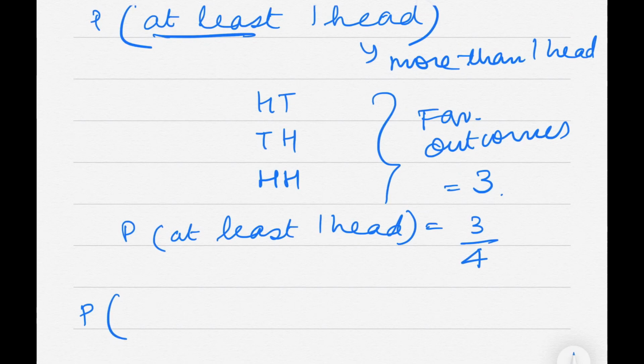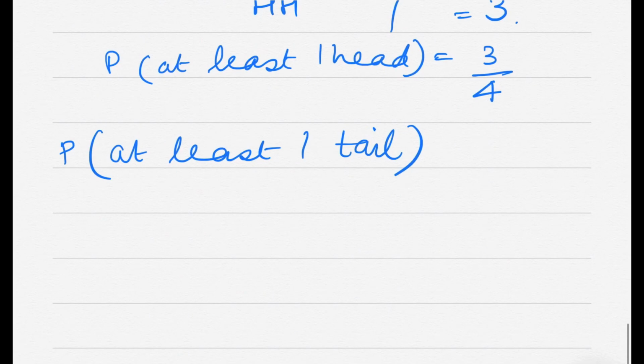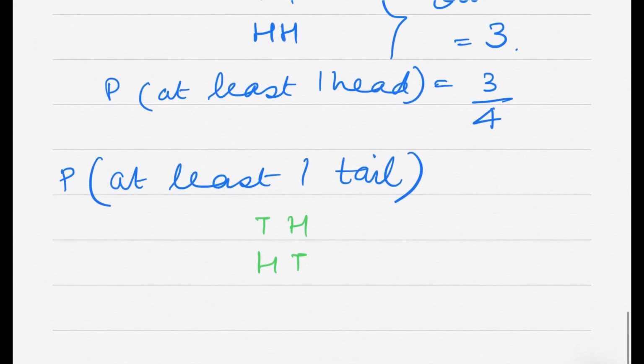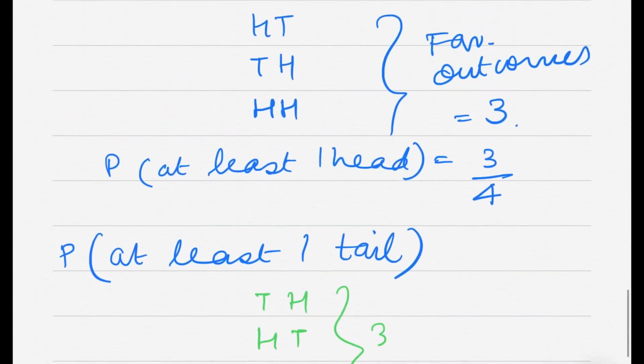Similarly, if we are asked probability of at least one tail, what will be my outcomes now? Tail head, head tail will be there again, but they are just asking for at least one tail, so it can have more than one tail also, tail tail. So again the probability of this event will be equal to 3 by 4, because my favorable outcomes are 3 and total outcomes are 4.